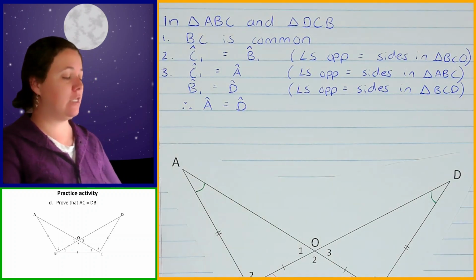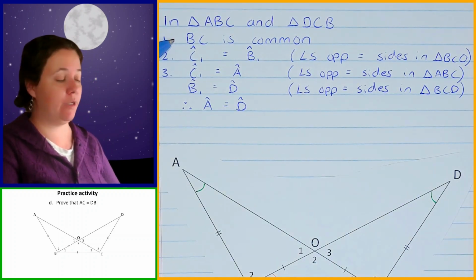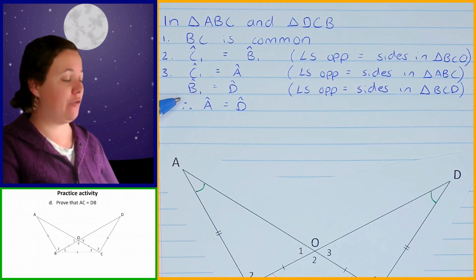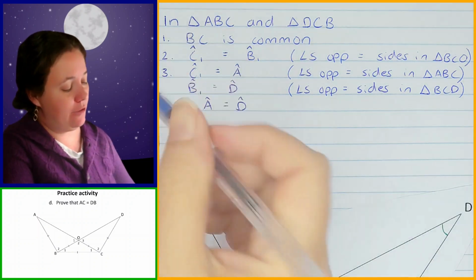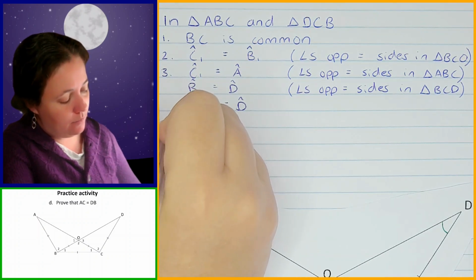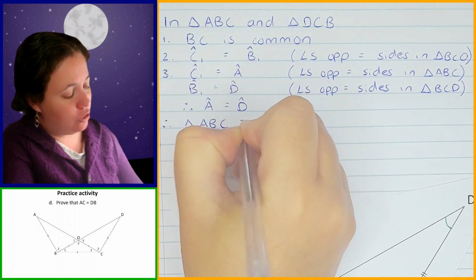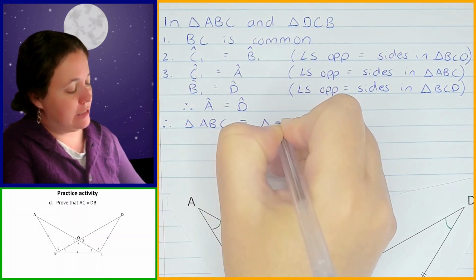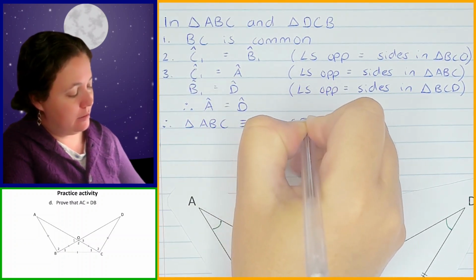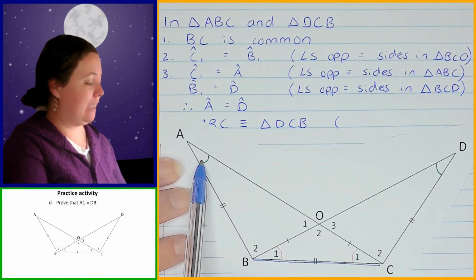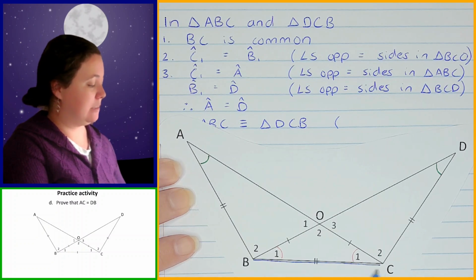Okay, so now I've proved that these two angles are equal over here. Okay, so now I've got a pair of sides that's equal or common. I've got a pair of angles that's equal, and I've got another pair of angles that's equal. So now I can say, therefore, triangle ABC is congruent to triangle DCB. And the reason over here I used was angle, angle, side.